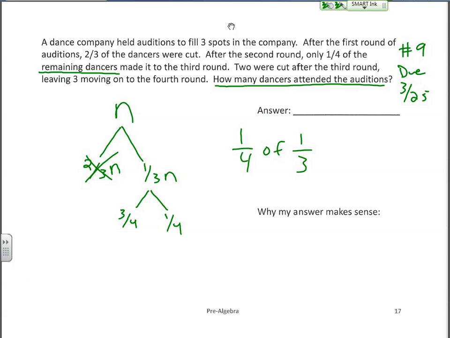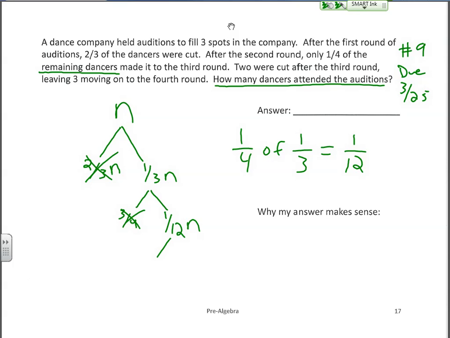And that word of, meaning that we're multiplying here, a fourth of a third is 1/12. So instead of 1/4, I'm going to put 1/12 here, saying that 1/12 of our original group moved on after round 2. A 12th of the original group. Okay? And then this group, this 1/12 of N, 2 were cut after the third round, leaving 3 to move on to the fourth round.